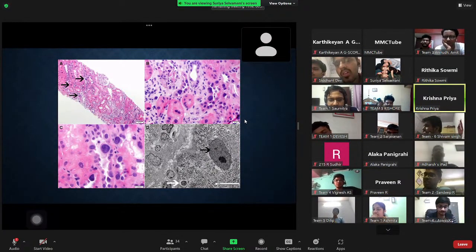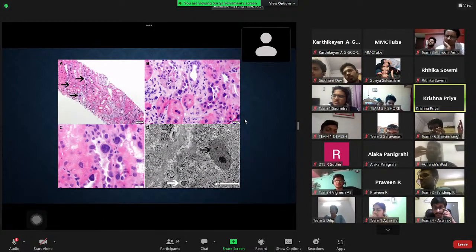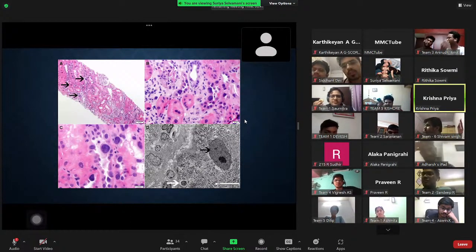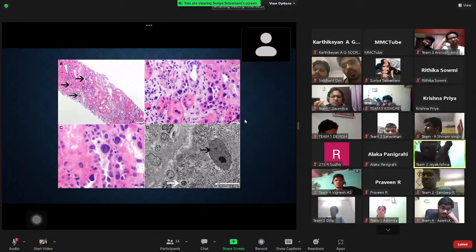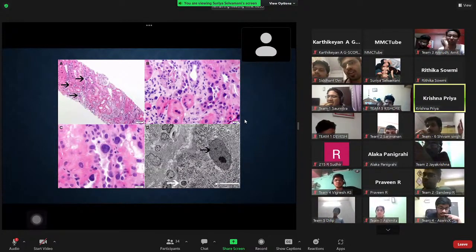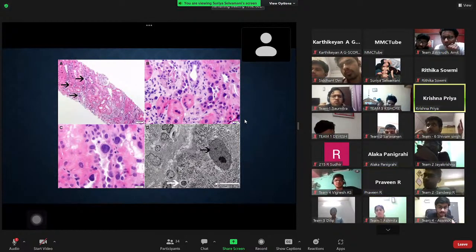Team 2. Okay, NSAID induced nephropathy causing CKD. Sorry, it's wrong. What did team 5 answer? They have answered karyomegalic interstitial nephritis. Yeah, that's a correct answer.